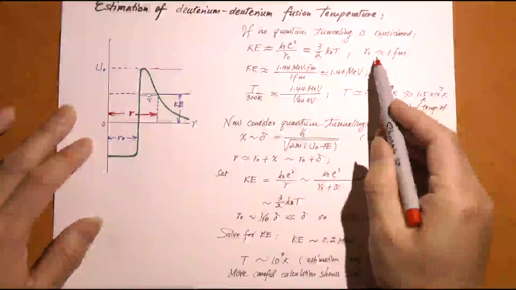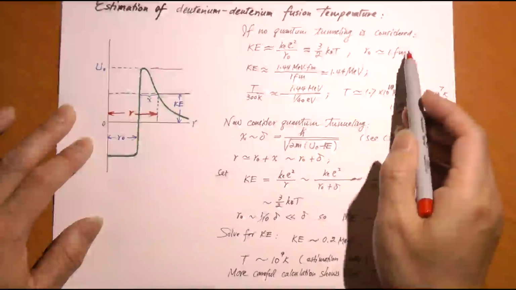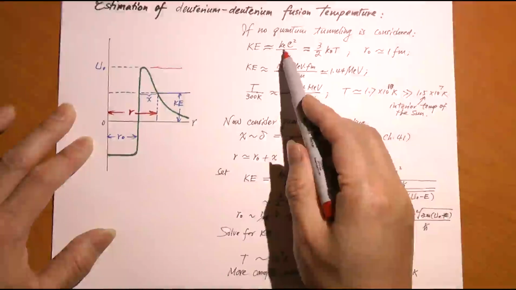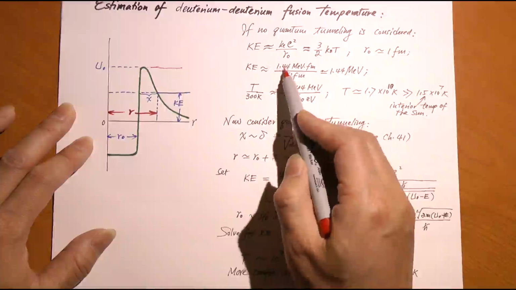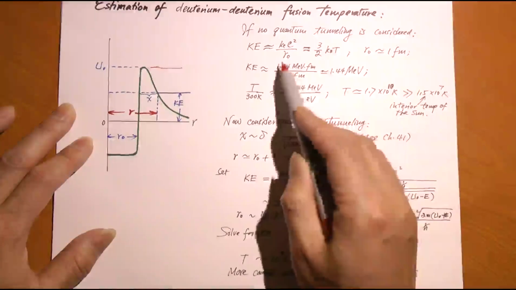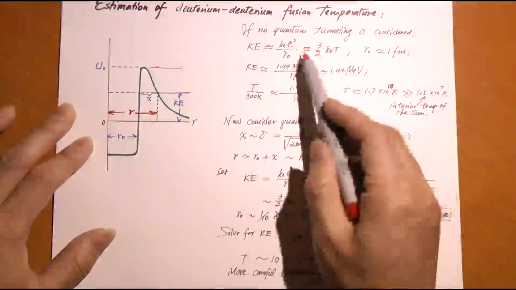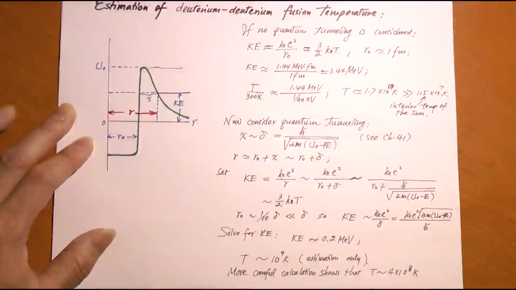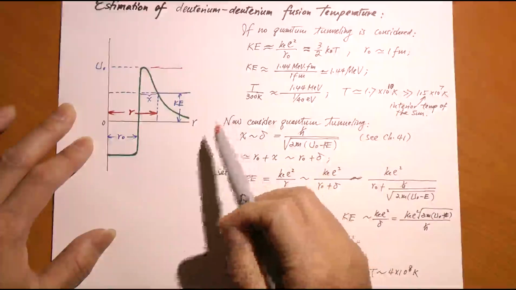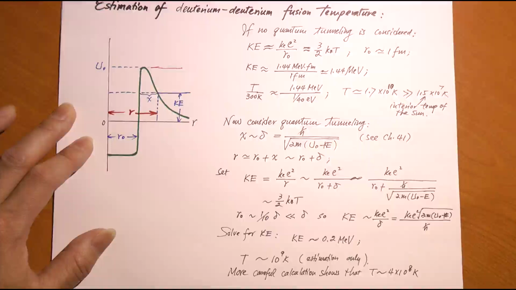So you have R0 equals about 1 Fermi. Why is that? Because k times e squared, remember what that is? That's 1.44 Fermi MeV. That's a good combination to know. You divide it by R0, which is about 1 Fermi. The kinetic energy of each deuterium on average is about 1.44 MeV, million electron volts.